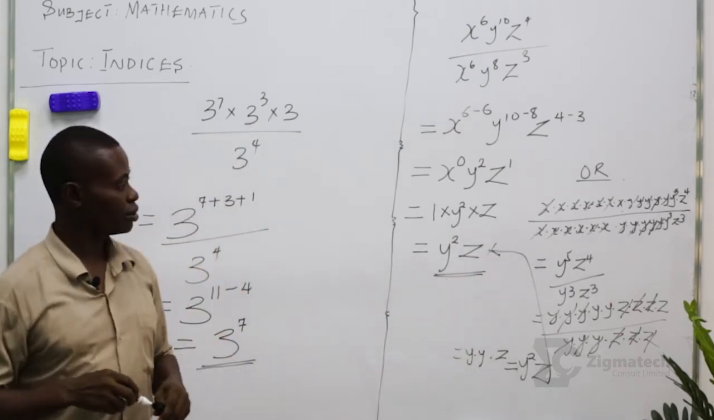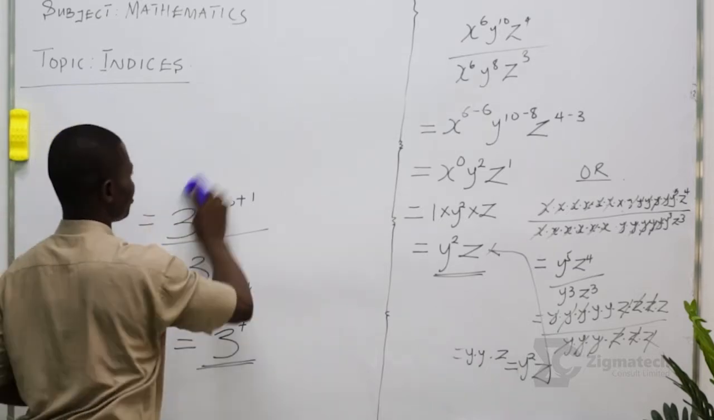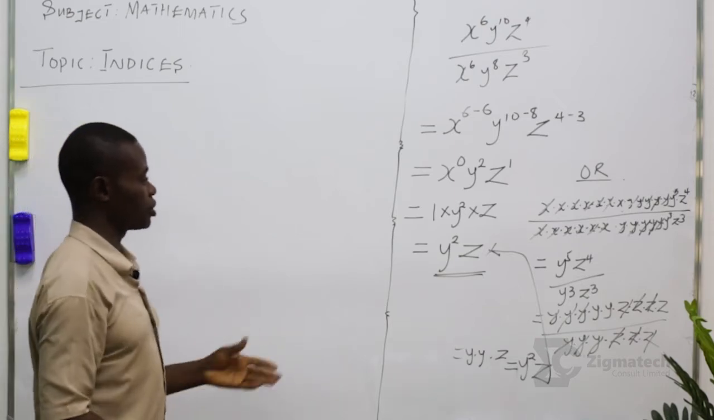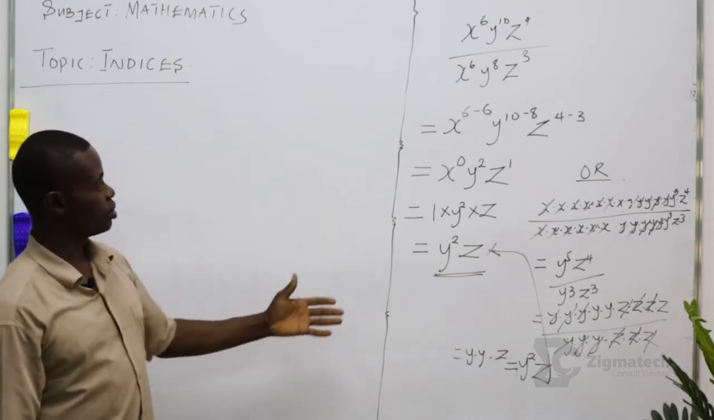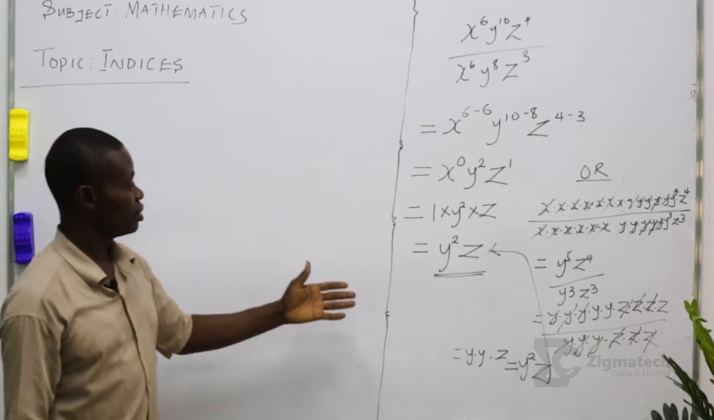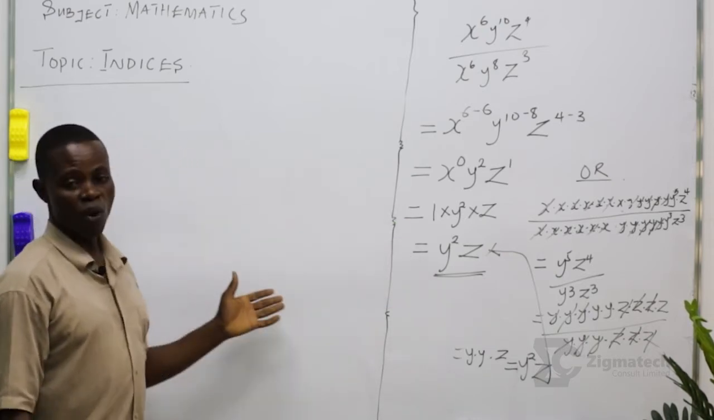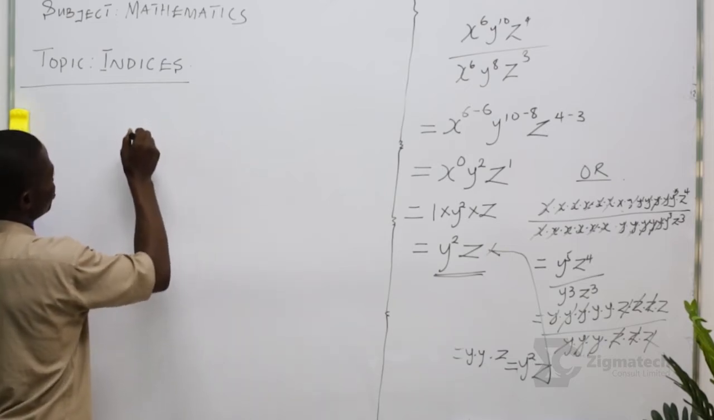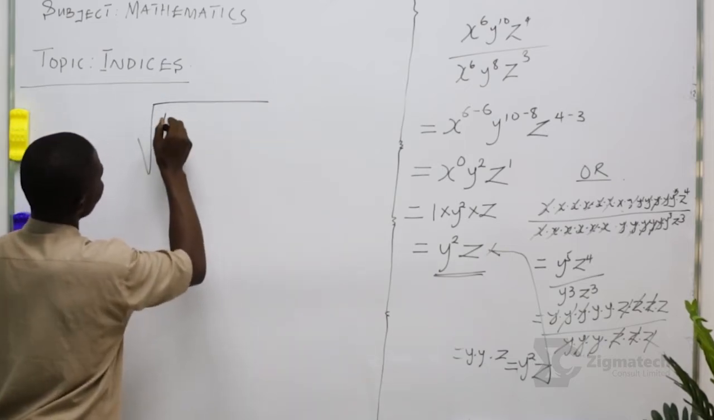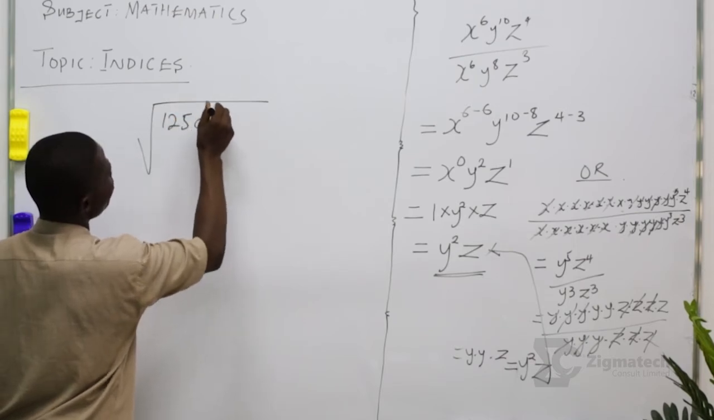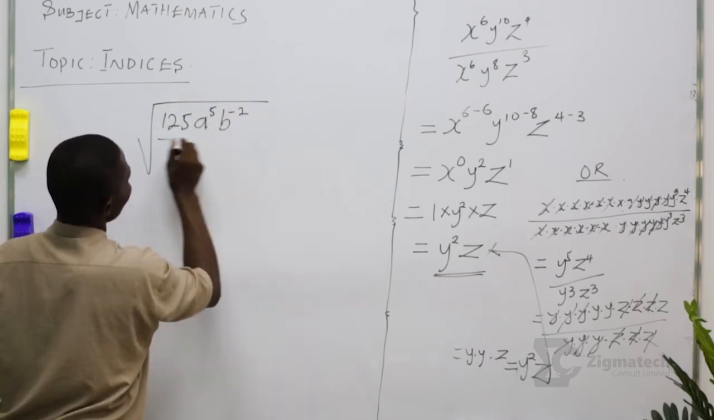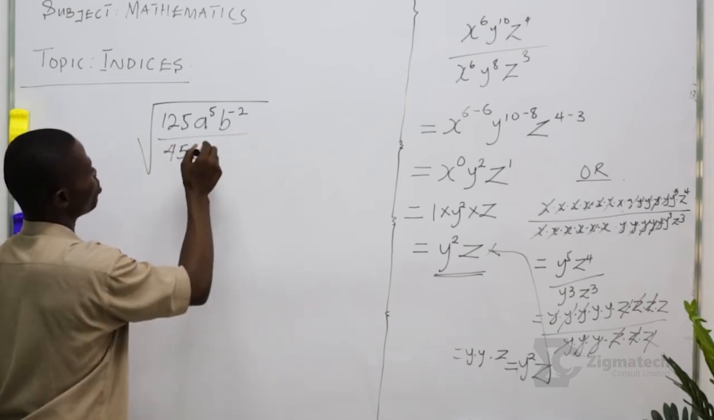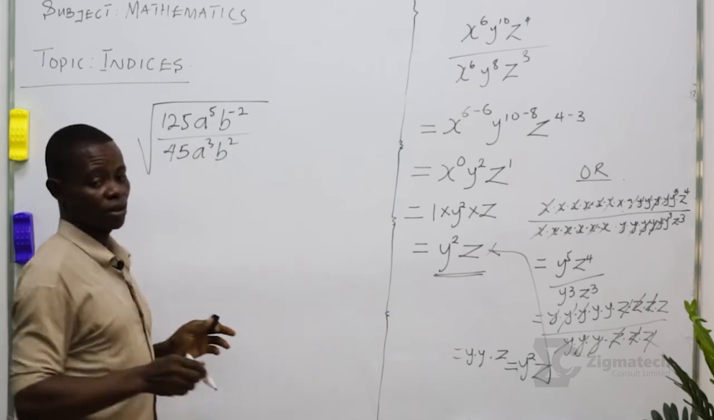Example 3. In our example 3, just take your time to digest and understand example 2 while you watch number 3. This time around, we're going to involve another pattern. Square root of 125 a raised to the power 5b minus b raised to the power minus 2, all over 45 a raised to the power 3b square.